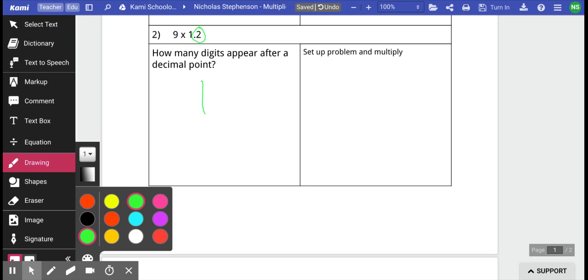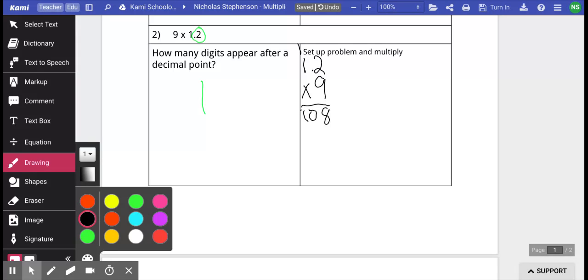This problem's asking me to set up the multiplication for myself. So I'm going to put 9 on the bottom because it's only one digit. That'll make this problem way easier for me. I'm going to put 1.2 up in the top. And now I'm just going to multiply. 9 times 2 is 18. 9 times 1 is 9, plus 1 is 10. So now for my digits, I have 108.